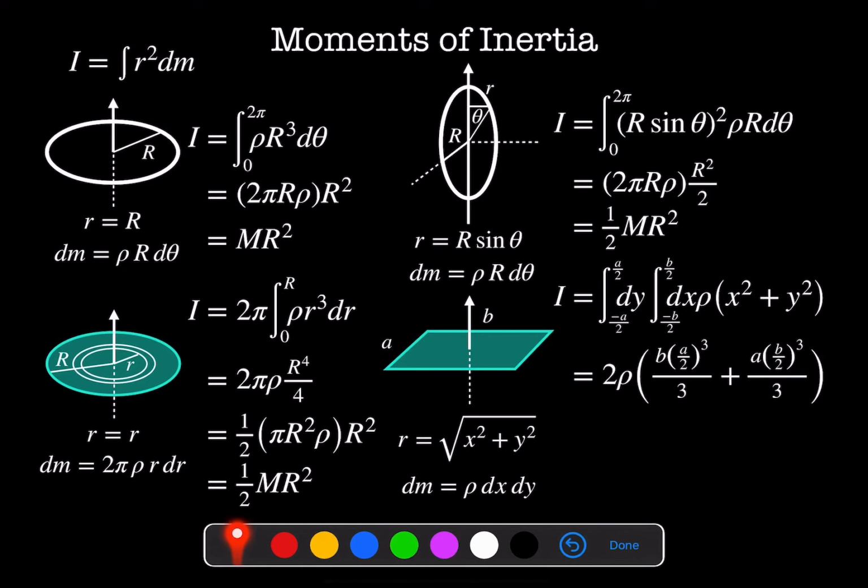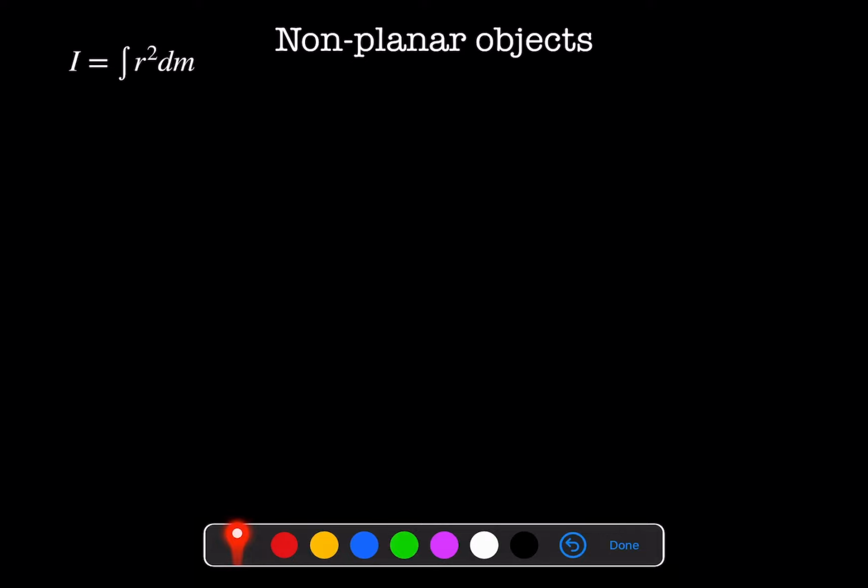When we do these integrals, we end up with 2 rho times b times (a over 2) cubed divided by 3, plus a times (b over 2) cubed divided by 3. And we can rewrite this to pull out the total mass. We have 1/12 times the total mass times a squared plus b squared. These are all planar objects. We can do exactly the same thing for non-planar objects.